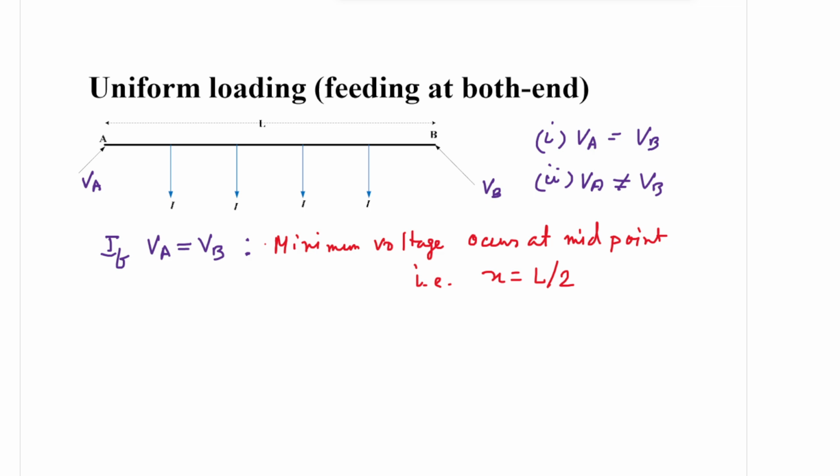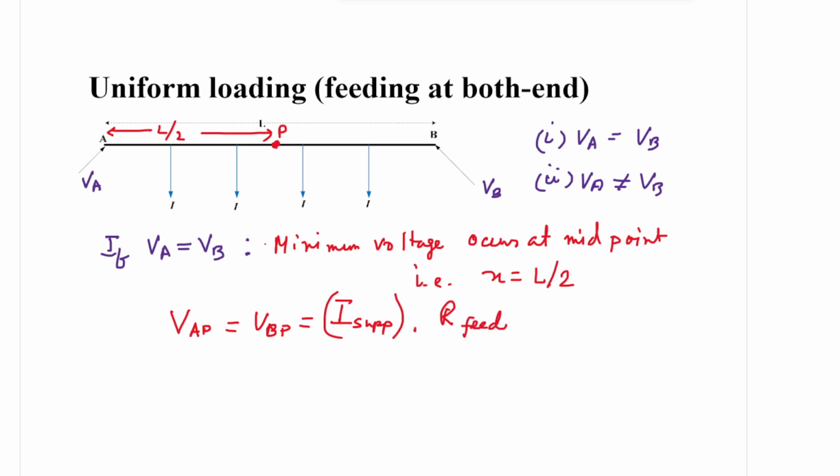So the maximum voltage drop, that means let us say this midpoint is P at a distance of L by 2. Then VAP should be equal to VBP. So it will be given by a formula, IR by 8. This is the formula.